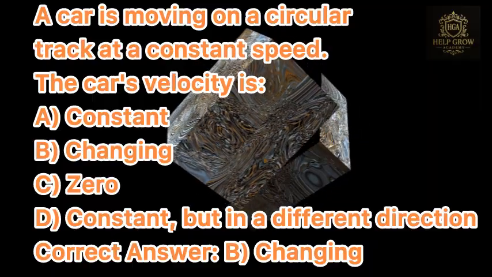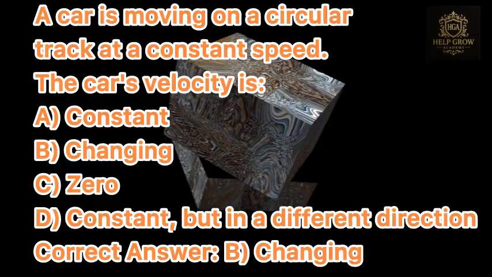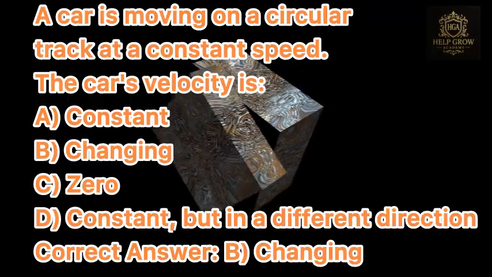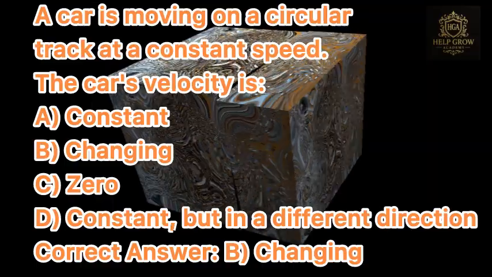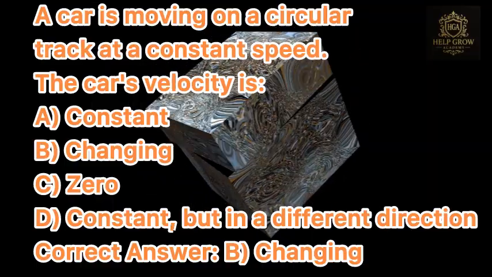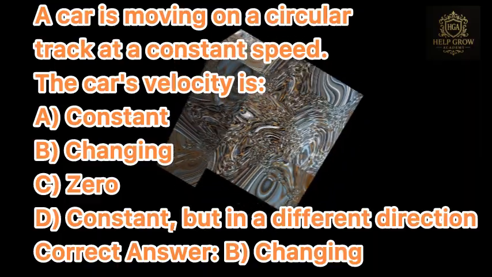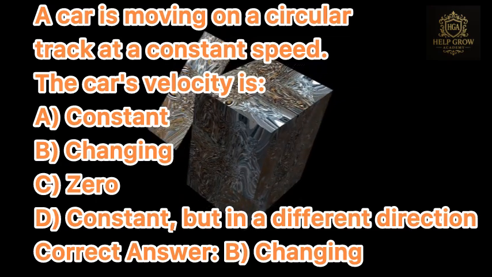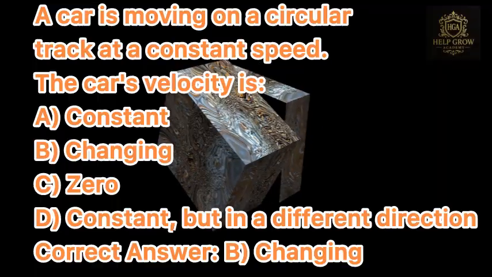Changing. Remember, velocity is a vector quantity, meaning it includes both speed and direction. Now, even though the car's speed is constant, its direction is continuously changing as it moves around the circular path. Therefore, its velocity is also changing. So the correct option there is option B. A car moving in a circular path at a constant speed, the car's velocity is changing.